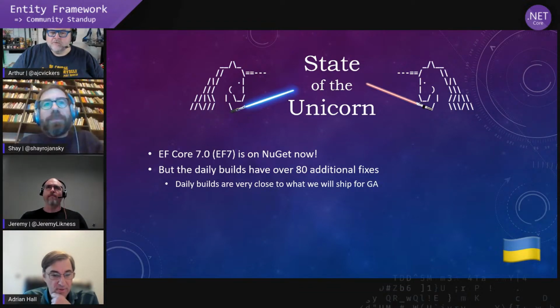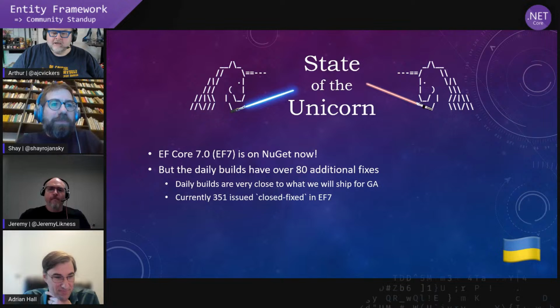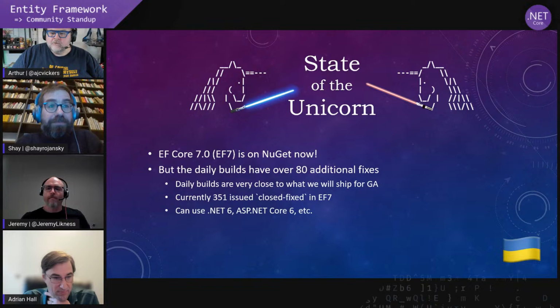That doesn't mean things won't go in, because while we fixed 351 issues, that's enhancements and bug fixes in EF7. And you can use it with .NET 6 and ASP.NET Core 6, etc. You don't need to go to a new platform. And the what's new in EF7, which I'll show you in a second, uses the daily builds.